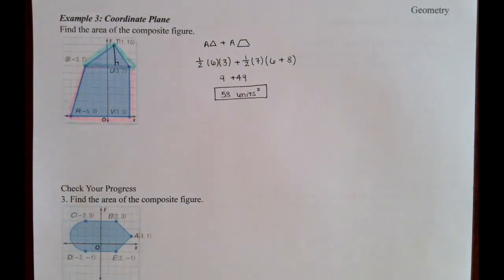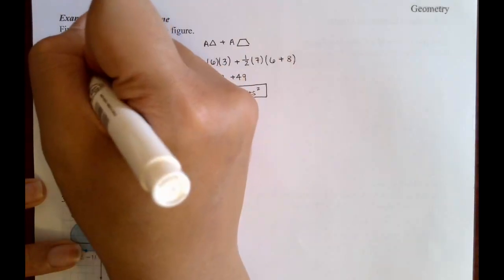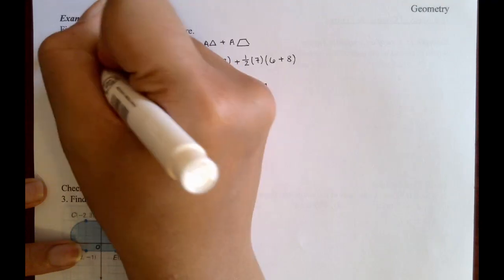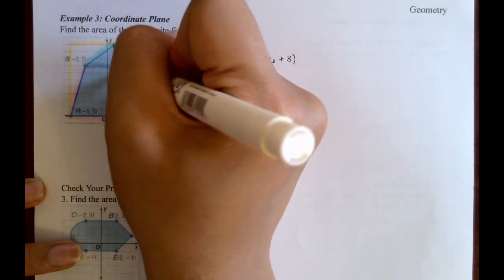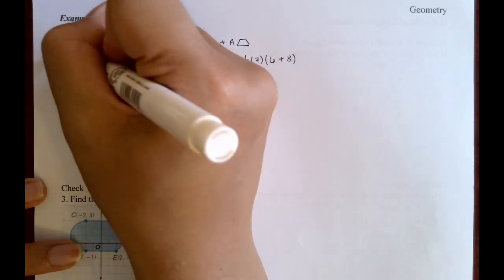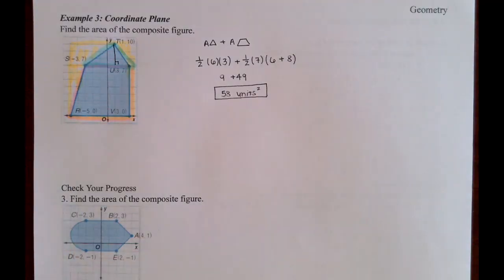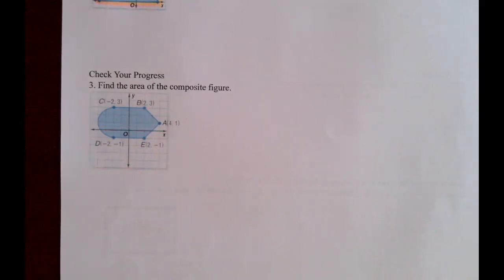So the other way I was talking about is that you could have found the area of this whole thing, which sometimes works really well, and then you subtract this part, and this part. Okay, so that's another way you can do it. Okay, so why don't you try CYP3, and then once you're done, come check your answer.